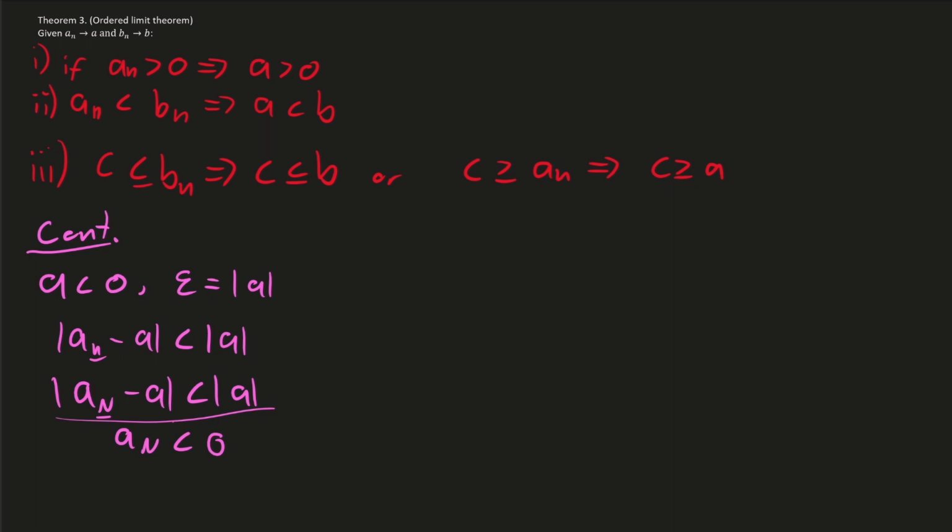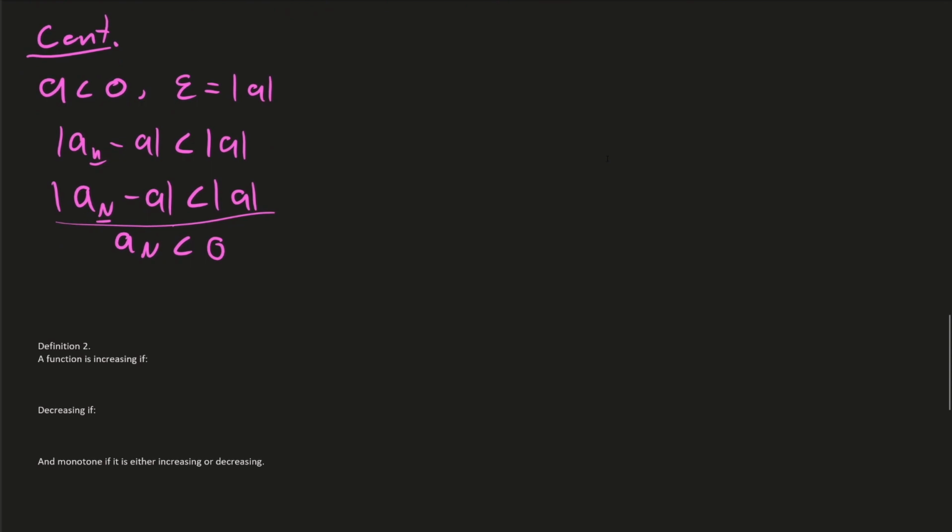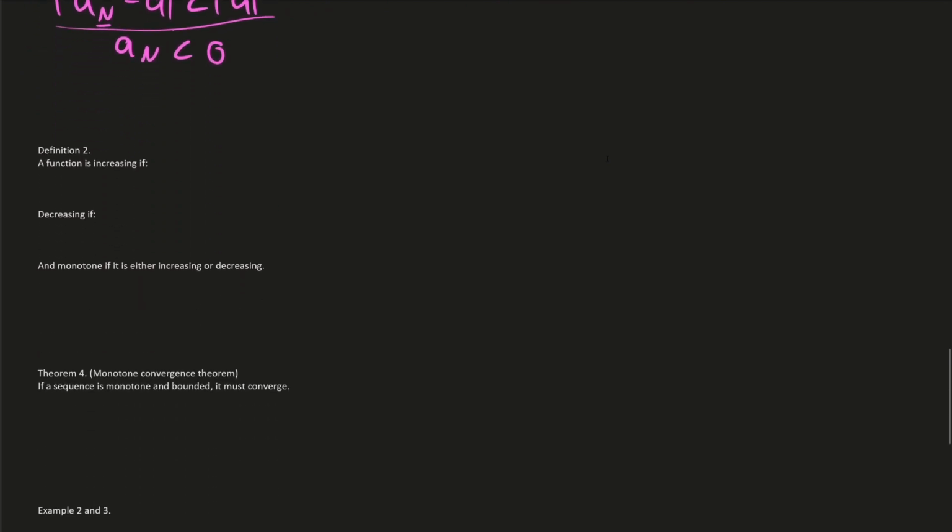All right, so hopefully that was fairly easy to go through, and the other ones are similar. You just set it up, and a contradiction works really, really well for this sort of inequality type proof. The next one we're going to look at is the definition of increasing.